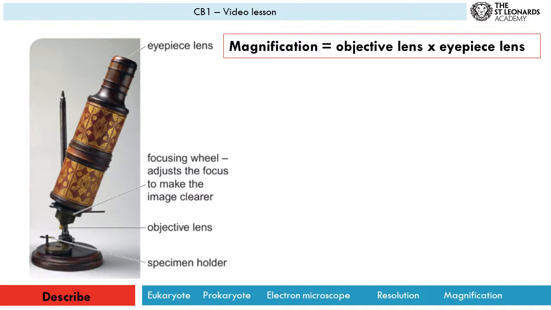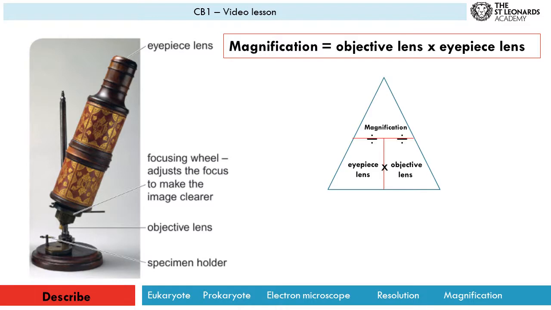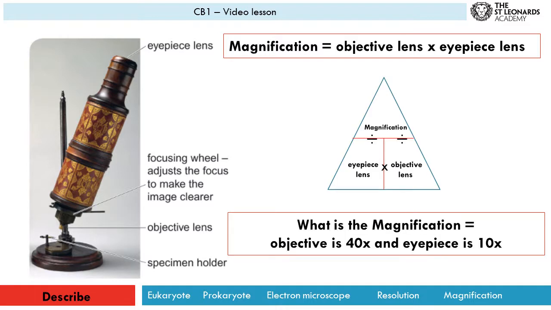To calculate the magnification of any light microscope, you need to know two things. Firstly, the magnification of the objective lens, so that's this one here, and the magnification of the eyepiece lens. And really simply, you multiply them together and you get the overall magnification. So for example, if we have an objective lens, so this lens down here, of 40 times, and an eyepiece lens of 10 times, our overall magnification will be 40 times 10, and that will give us a magnification of 400.